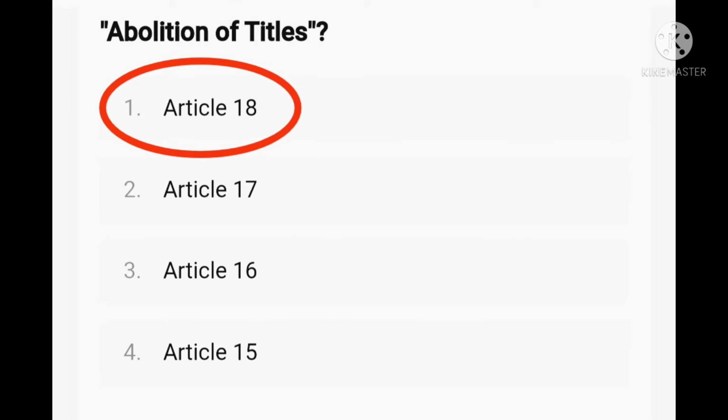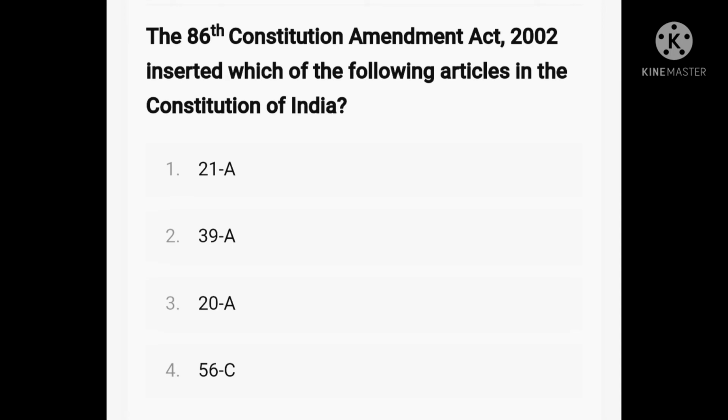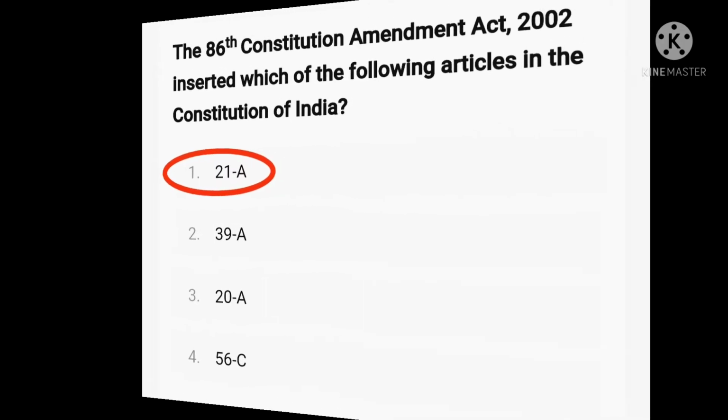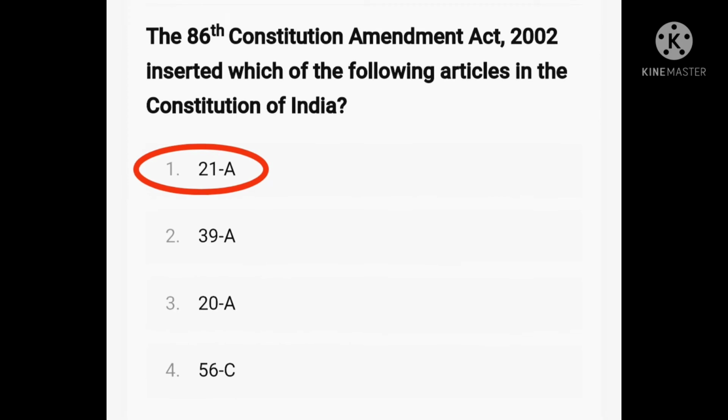Then the next question. The 86th Constitution Amendment Act 2002 inserted which of the following articles in the Constitution of India? Option 1, 21A. Option 2, 39A. Option 3, 20A. Or option 4, 56C. The right answer is option 1, 21A.